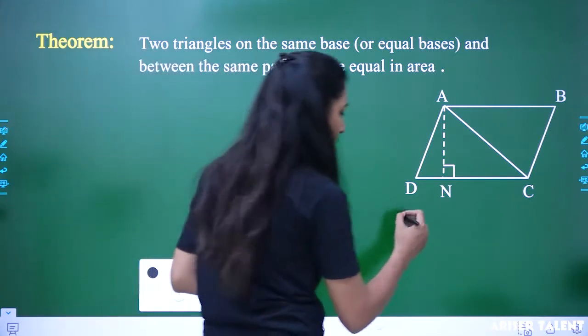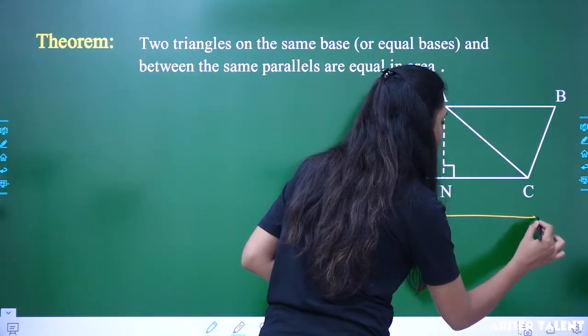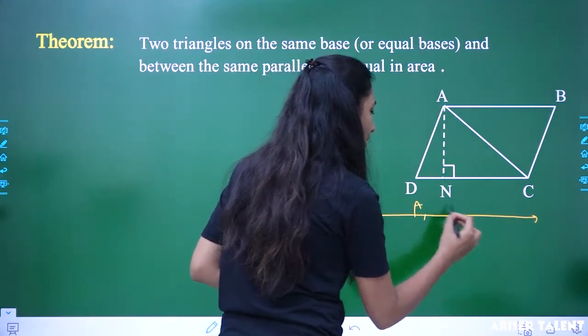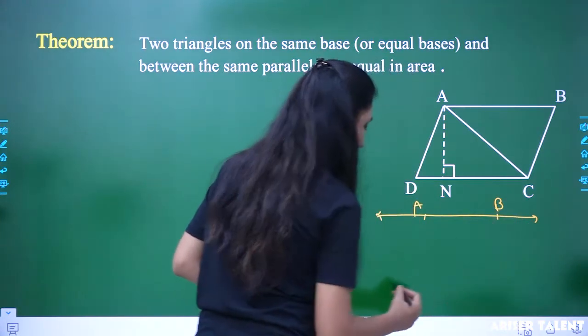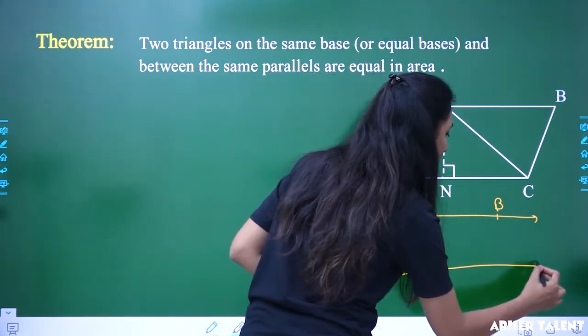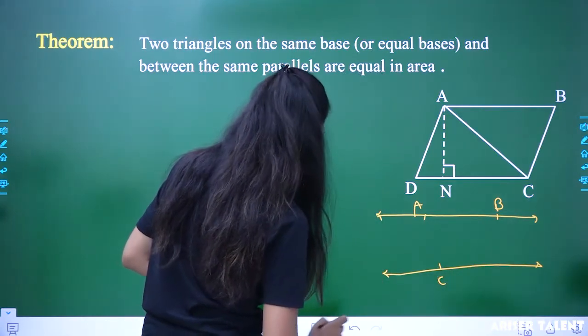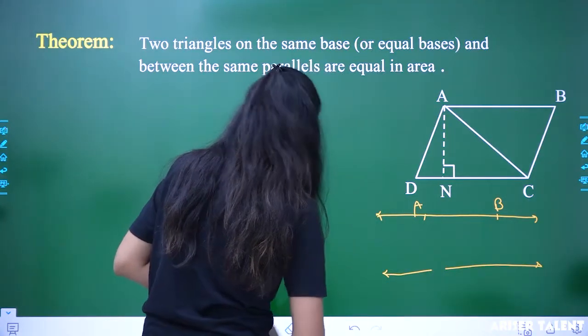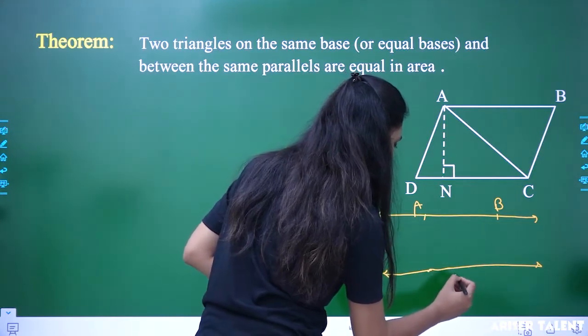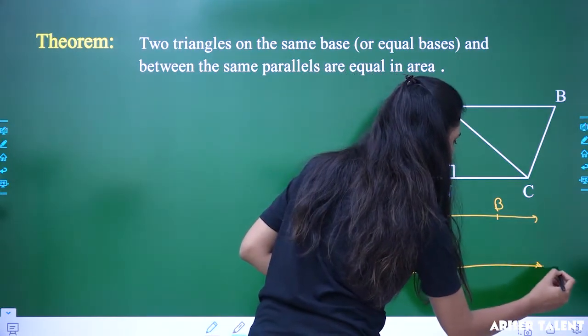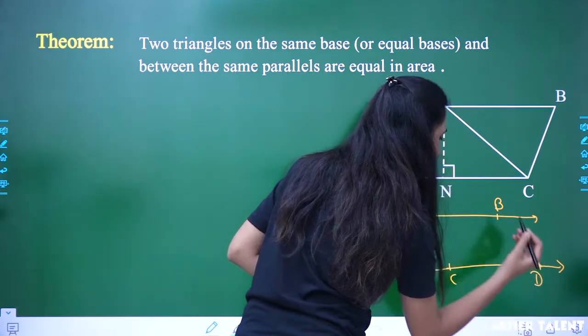Should we use a different ink here? So this is A, this is B, here it is C, and here it is D.